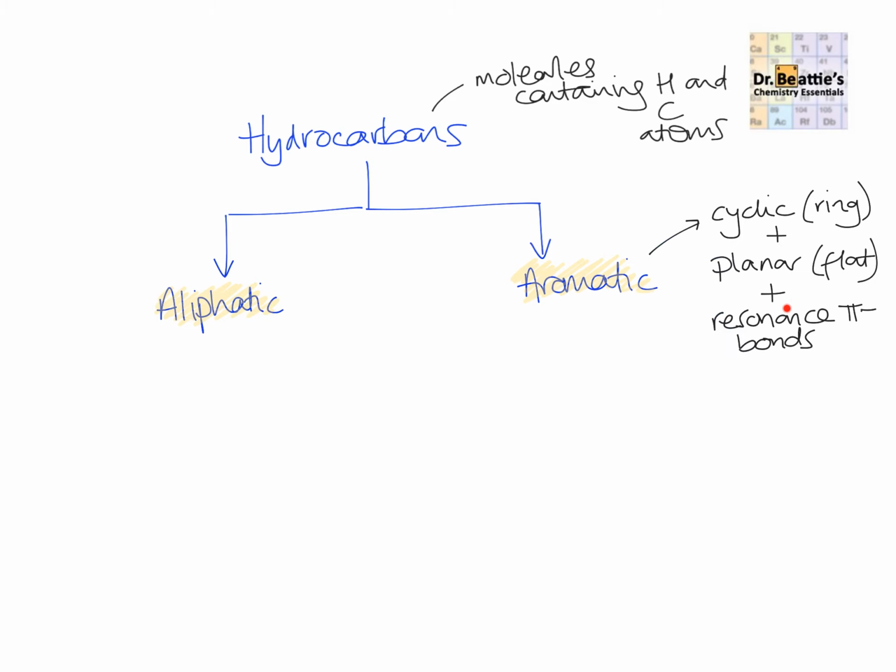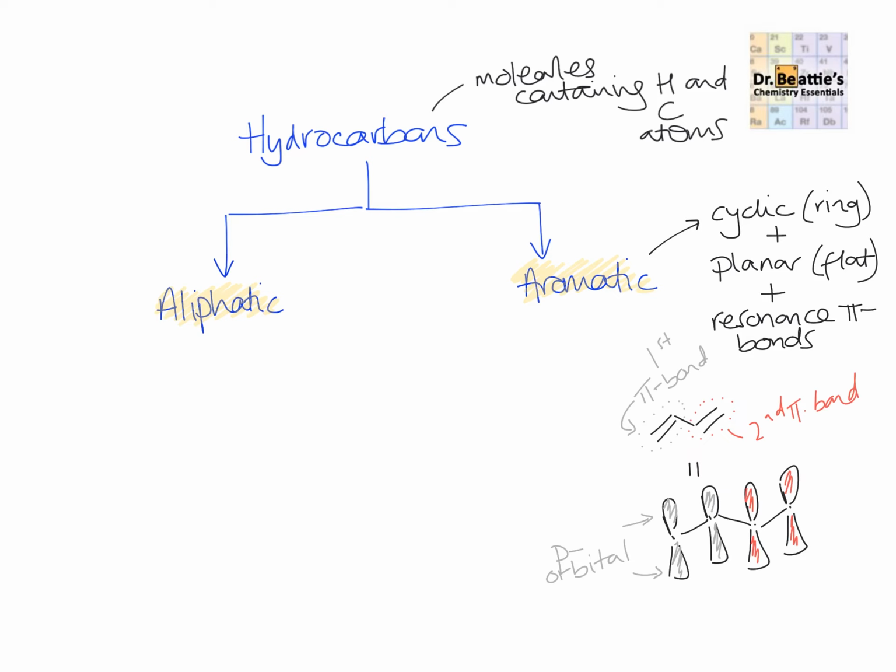And this idea of resonance pi bonds are pi systems, so p orbitals next to each other. So here we have two pi bonds, which are adjacent to one another. This pi bond is made up of two p orbitals. This pi bond is also made up of two p orbitals. And to create that pi bond, what happens is that these orbitals overlap. And this overlap looks like this. And so you end up with one pi bond here.